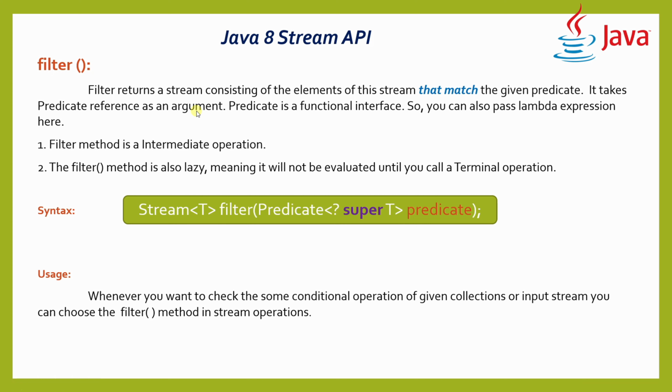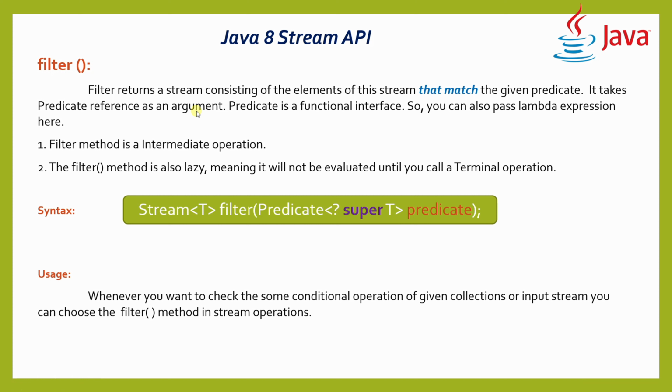You need to strike this in your mind: if you want to perform some conditional check on a given list or collection of objects, you can blindly choose filter, which is an intermediate method. As I told you, the filter method is also lazy. That means until you call a terminal operation, it is not going to perform or return anything.